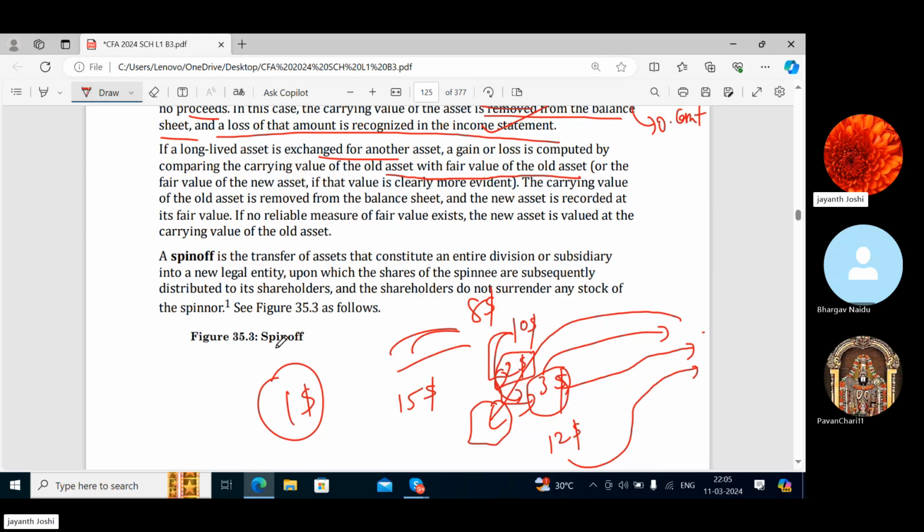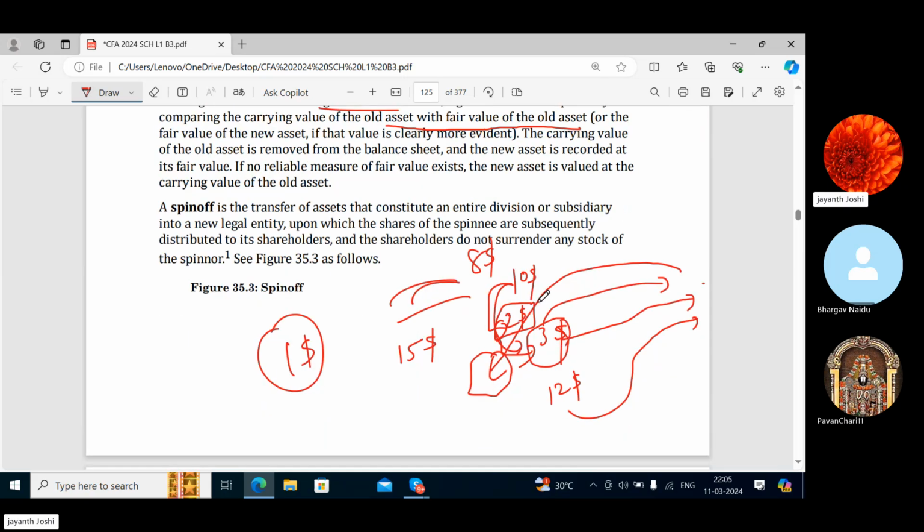Yeah, and now what happens, the asset which you have exchanged right now, the old asset you have exchanged with the new asset, the new asset you will be showing at its fair value, that is $15 in the books, and the old asset will be derecognized or removed from the books now. But in this case, there should be a fair value that you should be getting for this asset. So if no reliable measure of fair value exists, the new asset is valued at the carrying value of the old asset. So if you are not getting fair value, you have to show the asset at carrying value. That is $2 only.